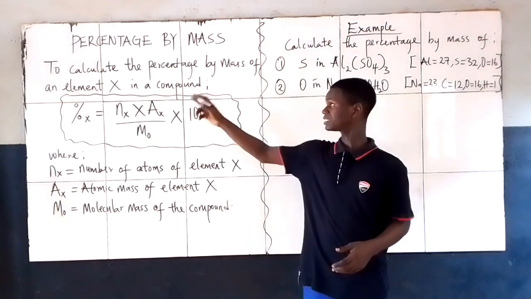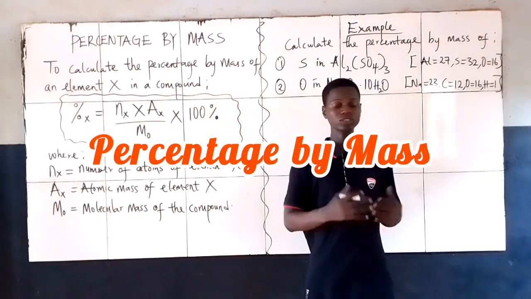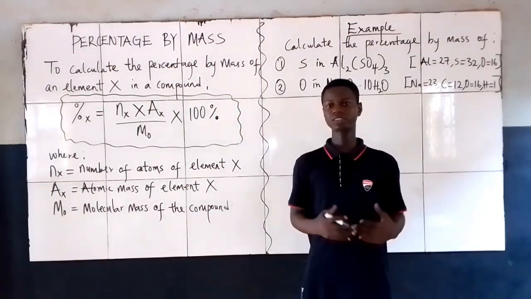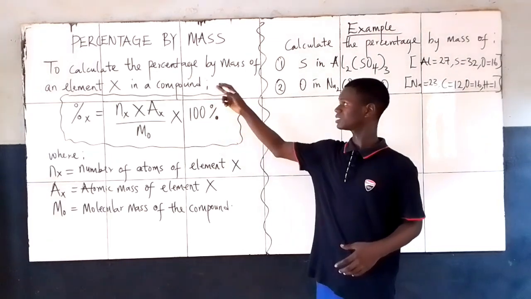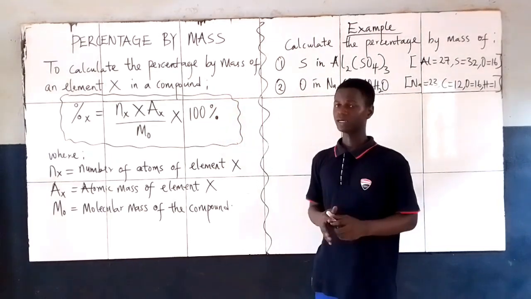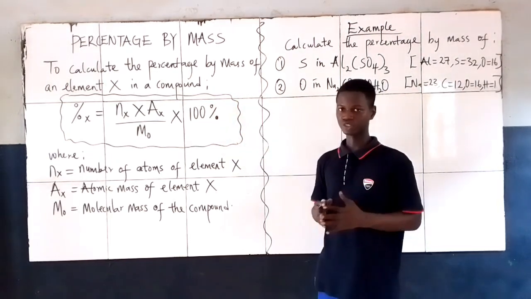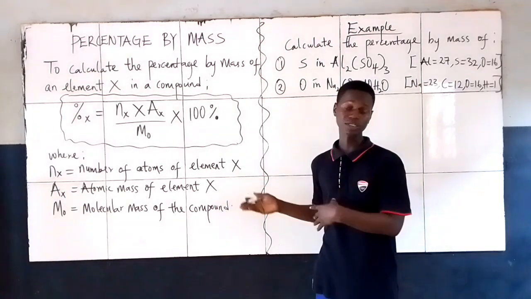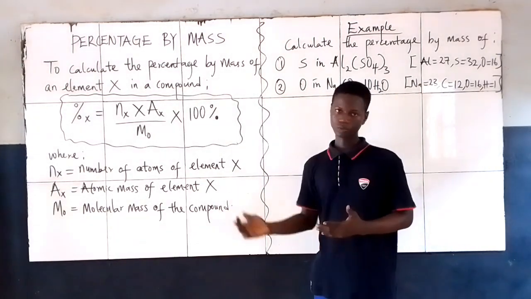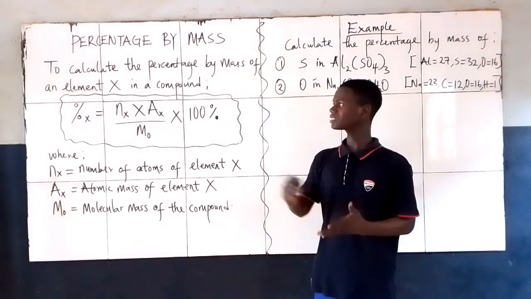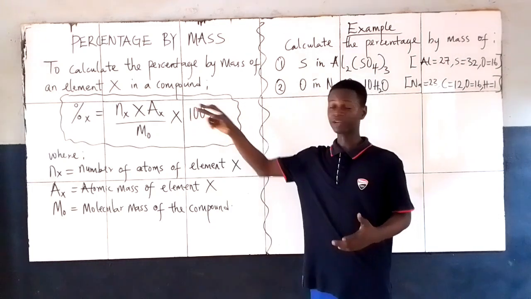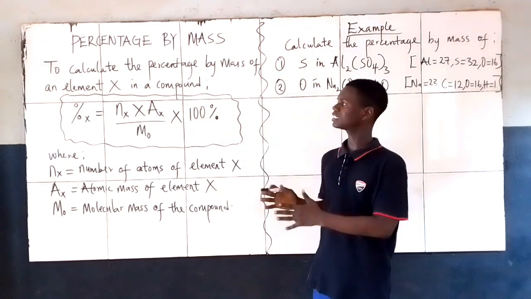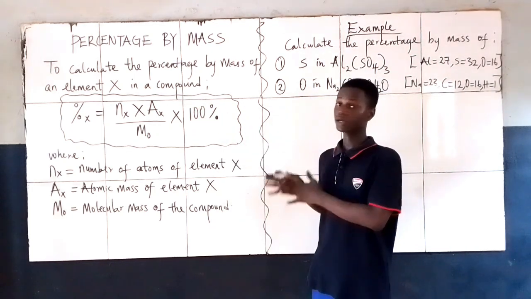about the topic percentage by mass. So without wasting time, let's get into it now. So calculate the percentage by mass of an element X. Now that X will be given in the question. They will say sodium in so and so compound, potassium in whatever compound they will give. The element that will be given is what that X stands for. Okay? So calculate the percentage by mass of an element X in a compound.